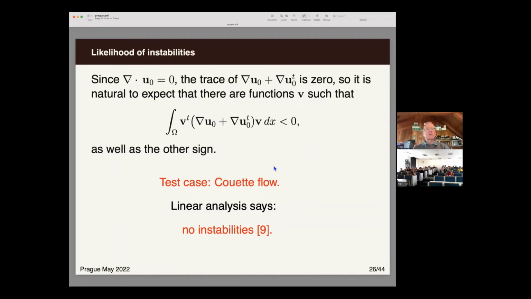And so let's consider a test case to see how this all works. So Couette flow, I'll describe that in a second. The first thing to know is that linear analysis says there are no instabilities. And this is actually a rigorous mathematical theorem. It's not easy to prove, but it has been proved.